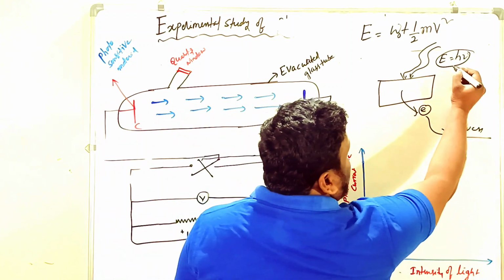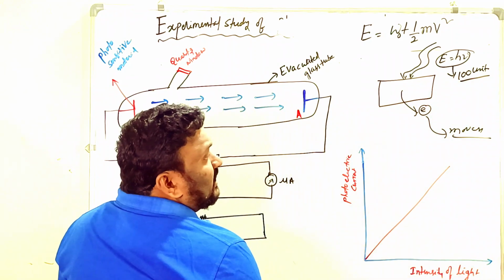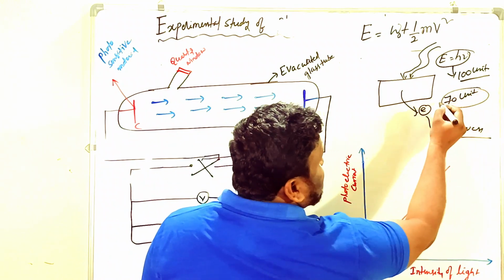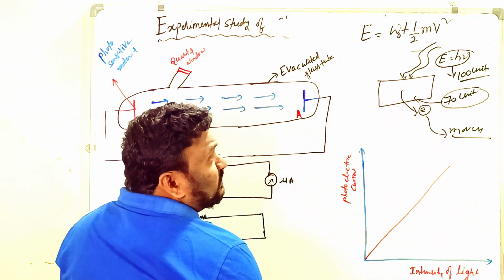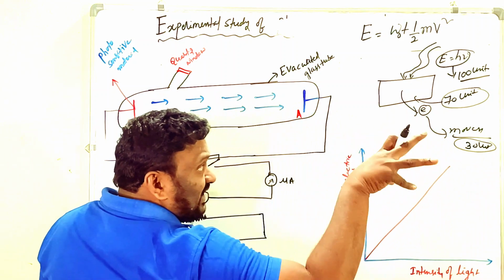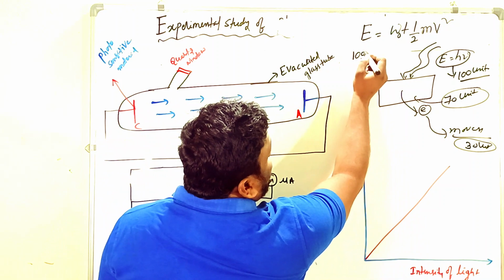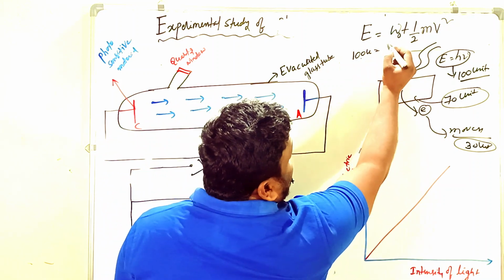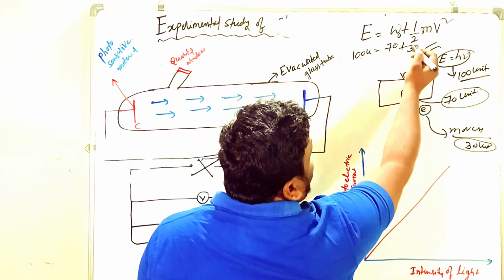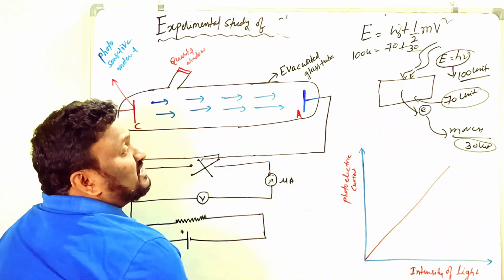We are saying that some 100 units of energy is incident on that one. In that 100 units, 70 units are utilized to remove the electron, and the remaining 30 units will give some kinetic energy to the electron. So simply here you have to say, 100 units are incident on that one, and of that, 70 units are required to remove the electron, and the remaining 30 units are to give some kinetic energy to the electron.